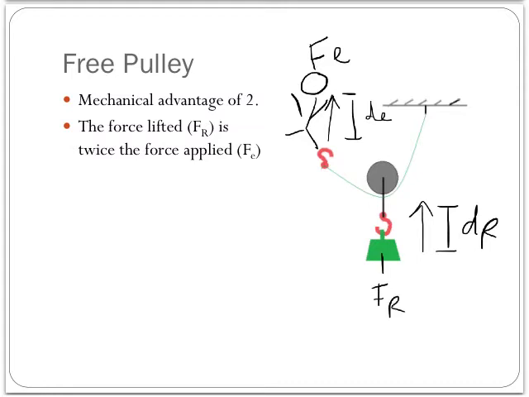Alright? So for a single free pulley, mechanical advantage is 2. What that means is that your FR is 2 times your FE. Alright, so if you're applying 50 newtons, you can lift something that's 100 newtons. Or if the object is 500 newtons, you have to apply 250 newtons to lift it. Okay?